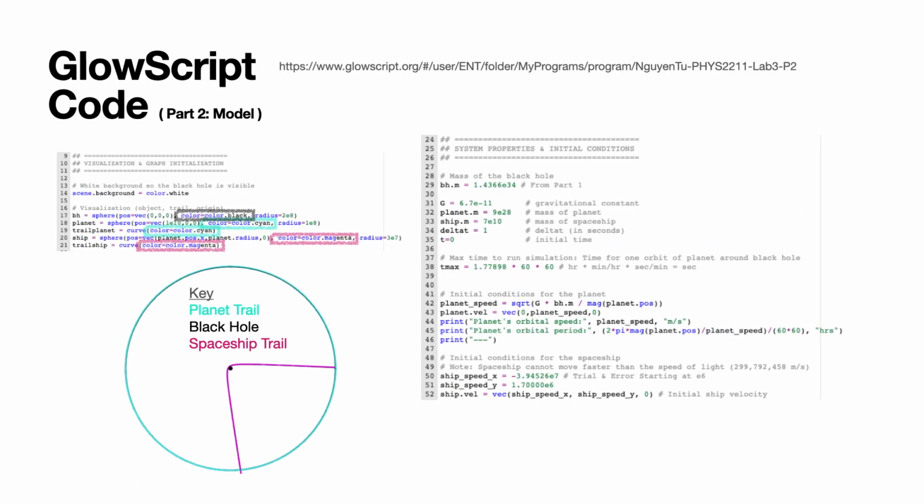Here is the GlowScript VPython code for part 2 of this lab. Similar to part 1, I have on the left, boxed in the respective color, the code that determines the colors of the items listed in the model key. On the right are the initial conditions of the model mentioned earlier, in code. Of note, at the bottom right, the values for ship speed were found through trial and error.